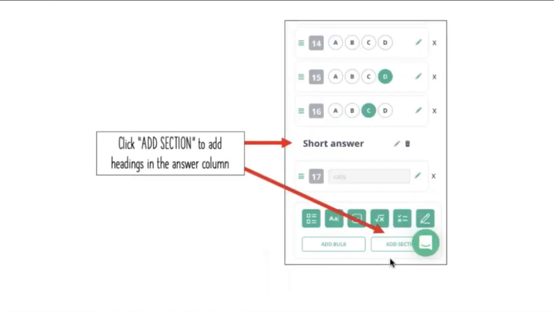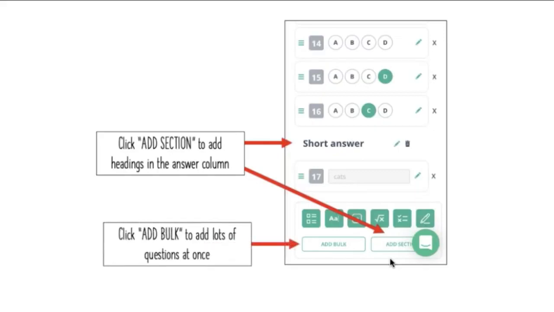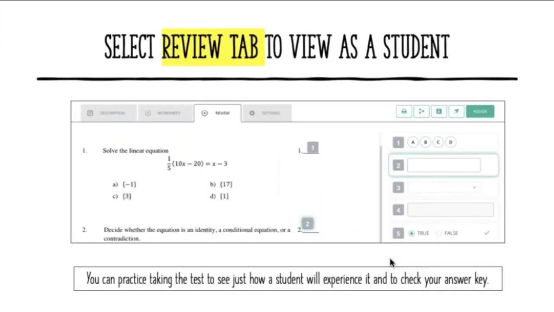There's also this button that says add section. You can add little headings in the answer column. So you can say maybe some different directions or some clarification within that little digital Scantron. And then you have an add bulk, which is nice. If you have 20 multiple choice questions, you can just click add bulk and add 20 questions all at once and then go through and mark what the correct answers are.